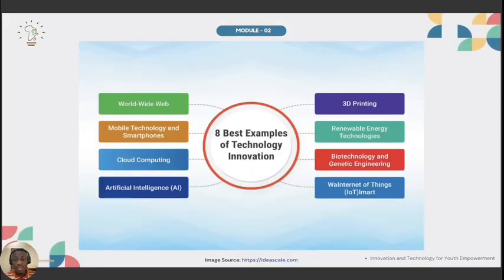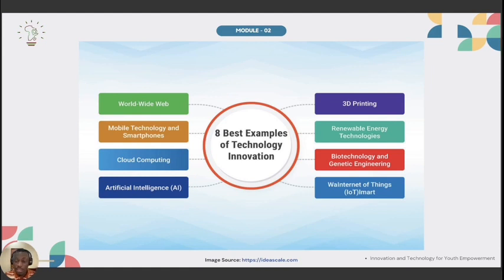Okay. Then also there are eight best examples of technology innovation, and one of them is the World Wide Web. That's the internet where you do your browsing and all that stuff. We have mobile technology and smartphones. We have cloud computing, artificial intelligence. In fact, that has become really big stuff right now. People are using that to make money. Others are using it to advance themselves in their careers, and even right now, there is already a technology coming up to integrate technology with the human genome, right?